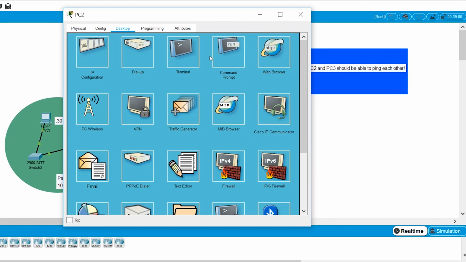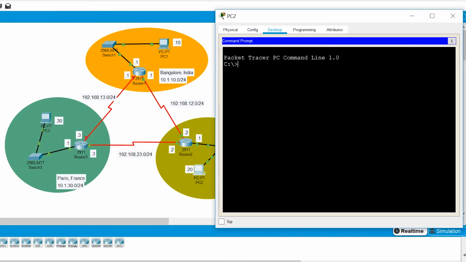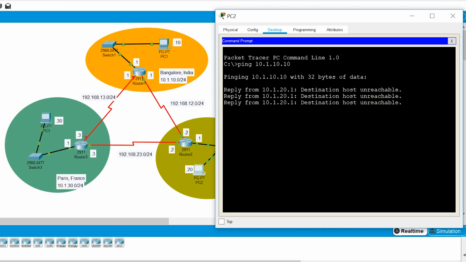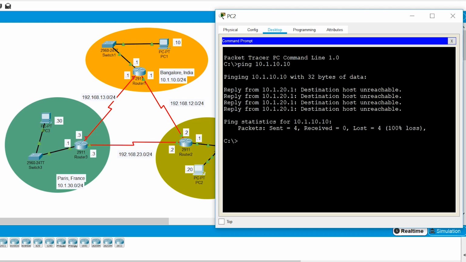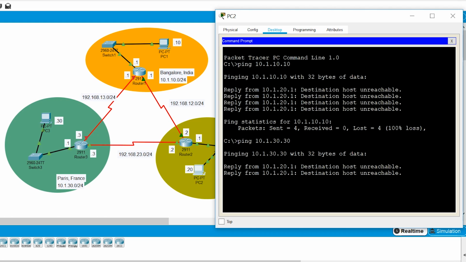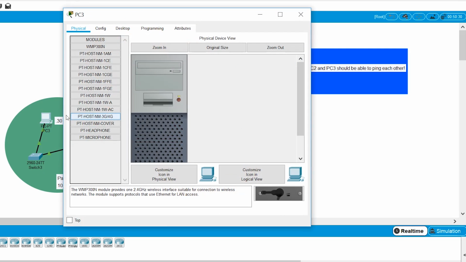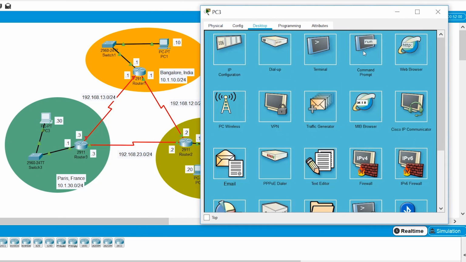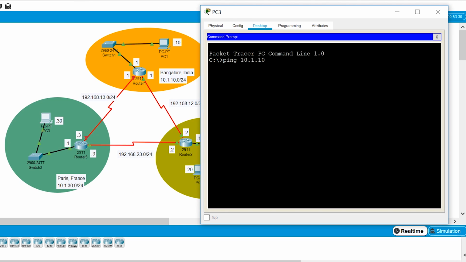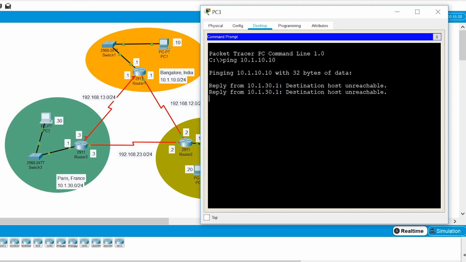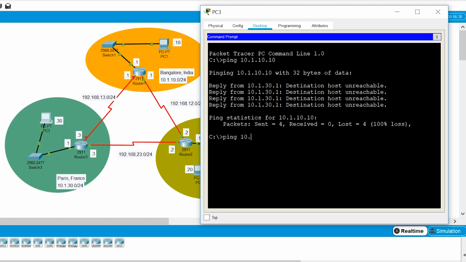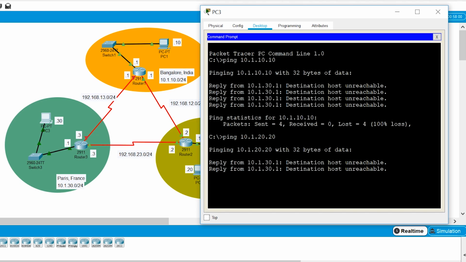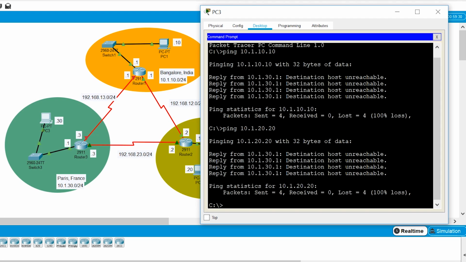The same thing should apply to the others. Let's try from PC2, ping 10.1.10.10. It's destination host unreachable, and you know what destination host unreachable means: there is no routing table entry. Let's try 30.30. Exactly the same thing. Let's try PC3 now. PC3, the same thing: ping 10.1.10.10, destination host unreachable. Let us ping 10.1.20.20. It is the same, destination host unreachable.